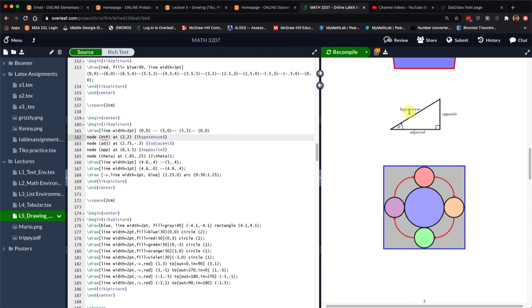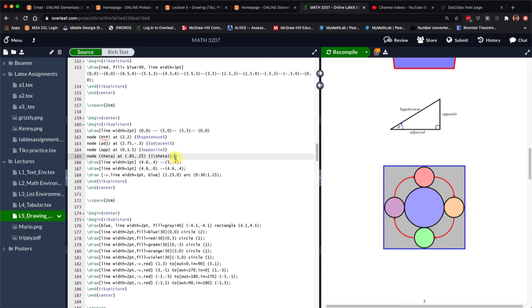Notice I didn't put a semicolon after this. I waited on that until I had all the nodes I wanted. And then I did a node for the adjacent side. You kind of have to play with where you put it, and it's pretty easy to do. You can get it set how you want it. I think hypotenuse and adjacent might be a little closer than I like. I did an opposite side, and then I did a theta in the angle right here for what is probably the 30-degree angle, and put the theta symbol in there and placed it as close to that point as I could where it was still visible. And then I did a semicolon.